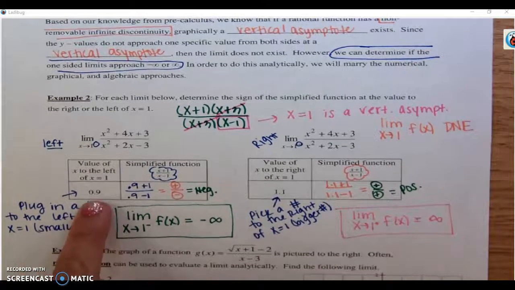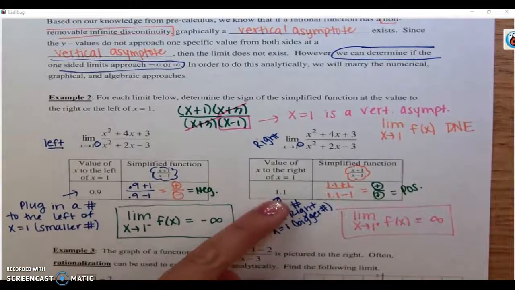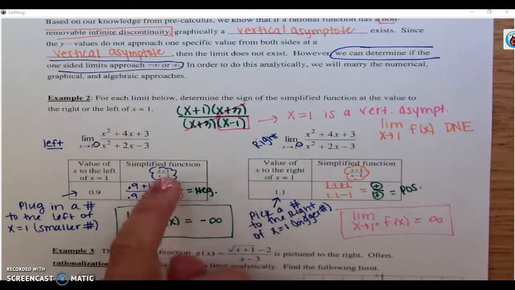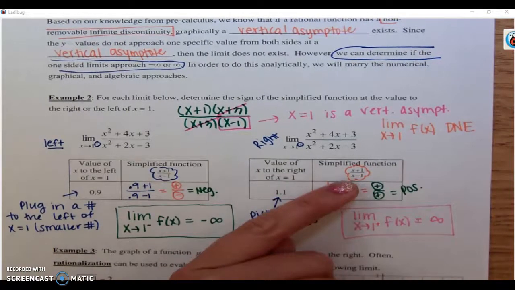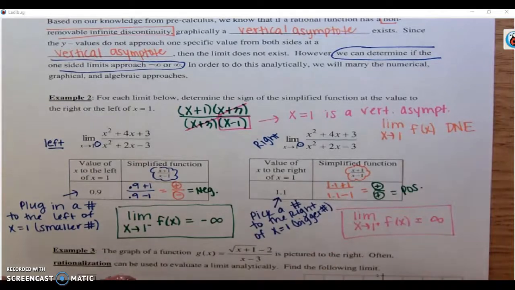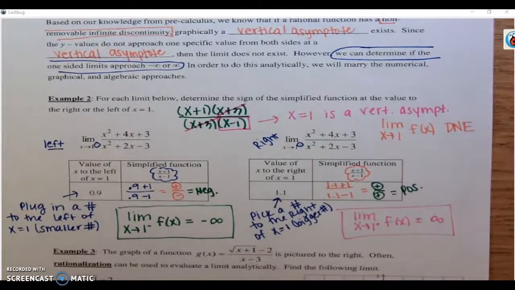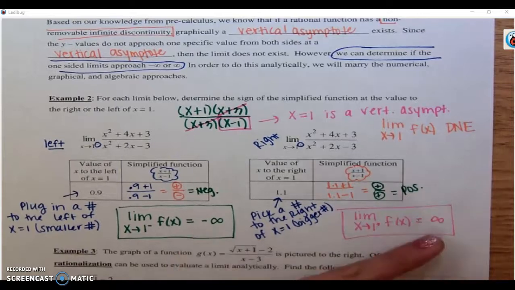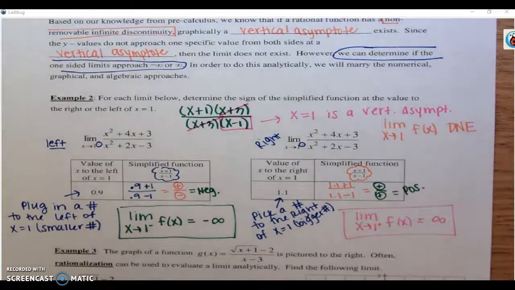The answer is either going to be positive infinity or negative infinity. You're going to pick a number either smaller or larger, but very close to the number. Plug it into the simplified version. It only matters if it's positive or negative, and whichever one it is, that's going to be either negative infinity or positive infinity. Okay, so that's for the vertical asymptotes. Holes, remember we just factored, and then we got to plug in.